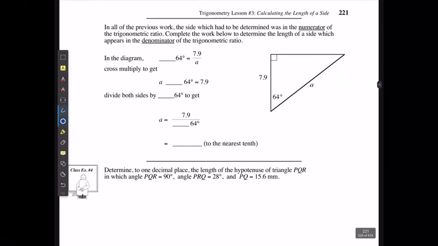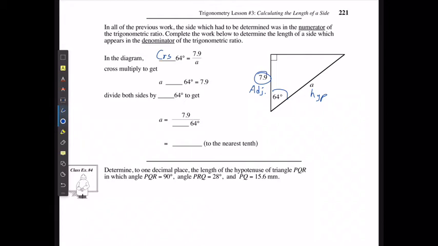In all the previous work, the side which had to be determined was the numerator. We can also get this from when we're solving for the denominator. So, if I have this angle, I know the adjacent is 7.9, and I'm trying to solve for my hypotenuse of A. Well, the only one with adjacent hypotenuse is going to be cos.